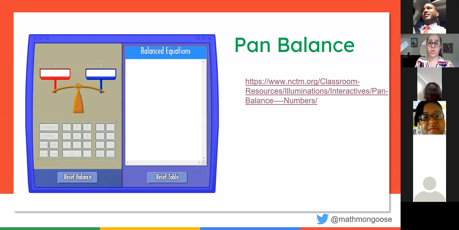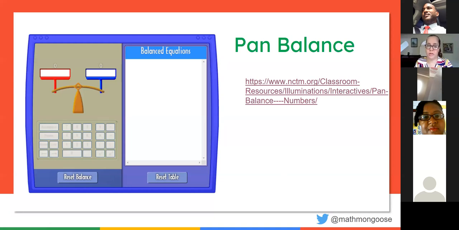All right, so one of the ways we can ensure that our students understand this equality is using something called a pan balance or balance scale. There are many different names for it. Here's the link to it. Davion may put it up in the chat, so if you have a different tab open, you can work along while we're doing it. I'm not able to see the chat right now because I'm afraid I'll get kicked off.